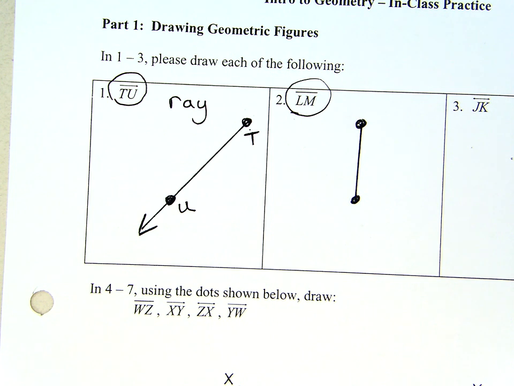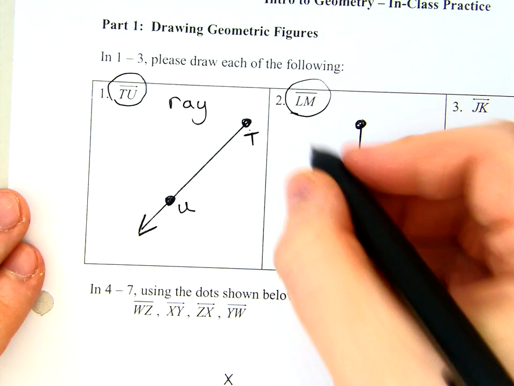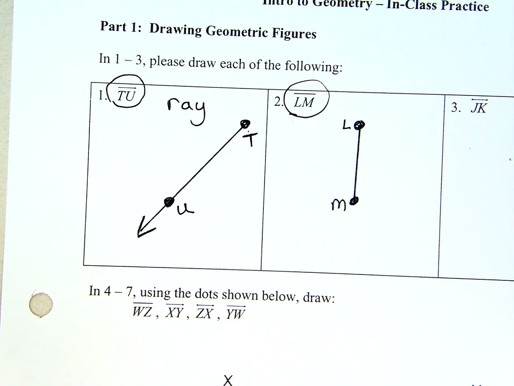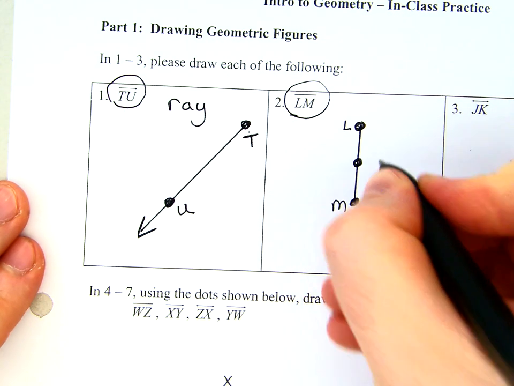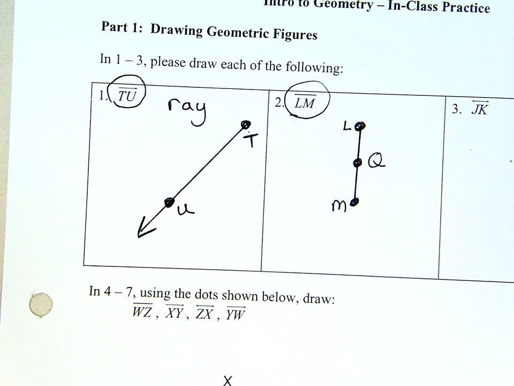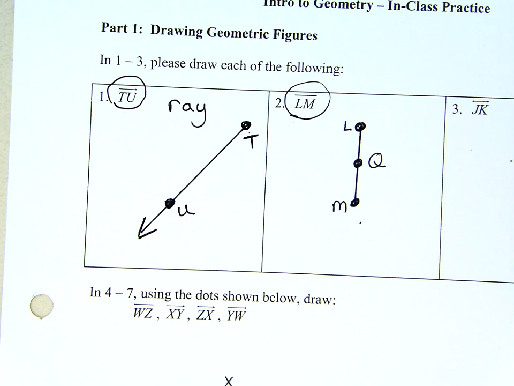Hands to answer this next question. Does it matter which point I make L versus M? Aviana? No. The only one where the order really matters is for a ray. I can put my L there and my M there. I could put my M there, my L there. Could I stick another point in the middle and say Q? Is that still segment LM? Yeah. The Q doesn't affect anything. You don't have to do that, but you can. Go do number 3.